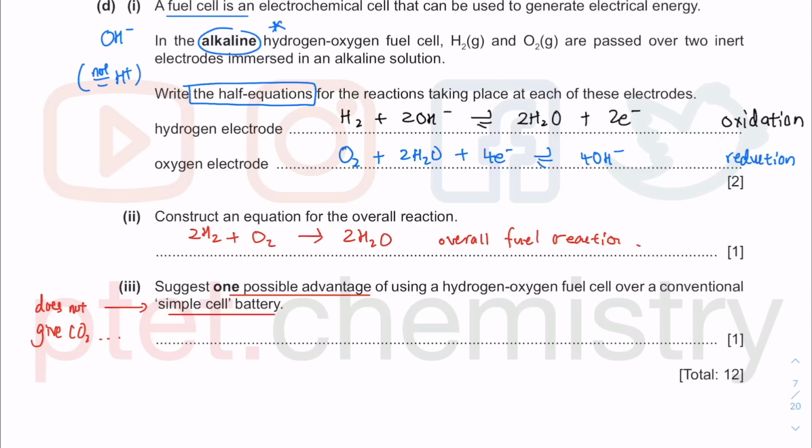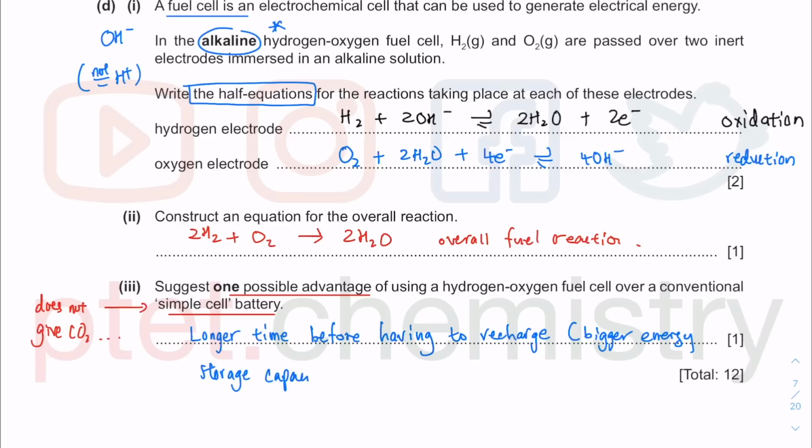Okay, so obviously this is talking about a longer time between recharges, because fuel cells can last over a longer time before having to recharge. They have a bigger energy storage capacity, bigger energy density, compared to a simple cell battery. Okay, I'm sure there are many other advantages that you can think of. These are just some of the things that come on top of my mind really. Okay, so that's it really for this 12-mark electrochemistry question.